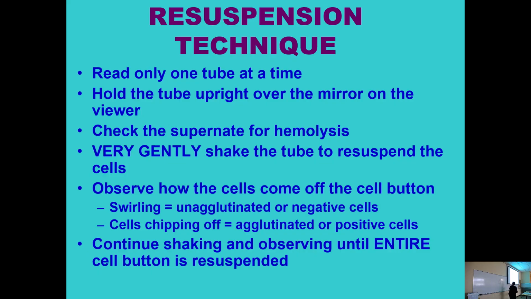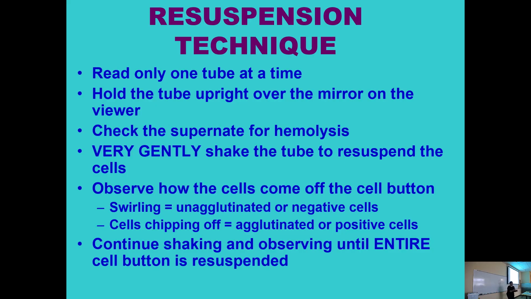Resuspension technique. We only read one tube at a time. You hold the tube upright over the mirror. You're going to check the supernatant for hemolysis, and you're gently going to shake the tube to resuspend, and then you're going to tilt it. Shake it and tilt it while watching the mirror as you're doing this to see how those cells are coming off.